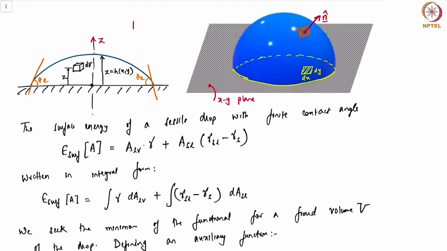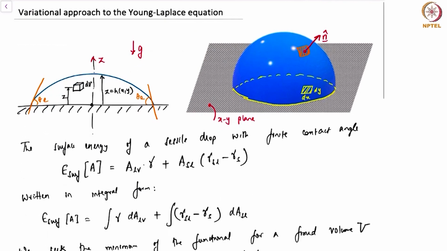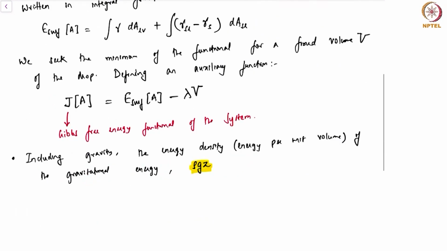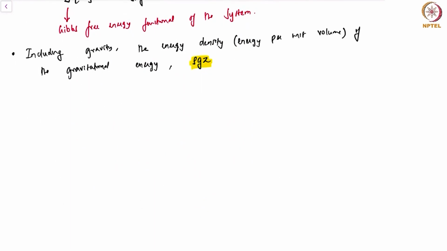I forgot to mention that for me gravity is pointing downwards. Okay, so this is a sessile drop, not a pendant drop. This is a sessile drop. When we invert the sign of g, it becomes a case of a pendant drop. A pendant drop is a drop which is hanging from a surface, or it could be hanging from a needle. That's a pendant drop.